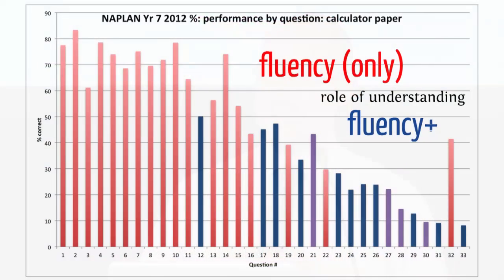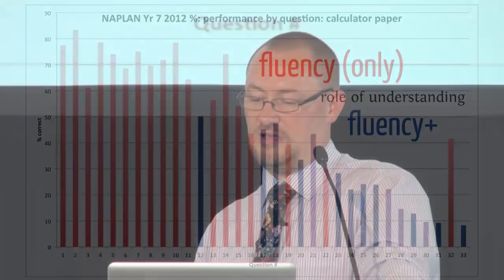We've looked at lots and lots of results from NAPLAN. This is national results from last year, looking at the Year 7 paper, the calculator paper. And what I've done is I've gone through the paper, and I've asked which of these questions is fluency only? Which of these questions only demand some knowledge and know-how? And I've coloured those in red. And then I've asked which of these questions are fluency plus? Yes, they require some fluency, some knowledge and know-how, but are actually bringing in some problem solving.